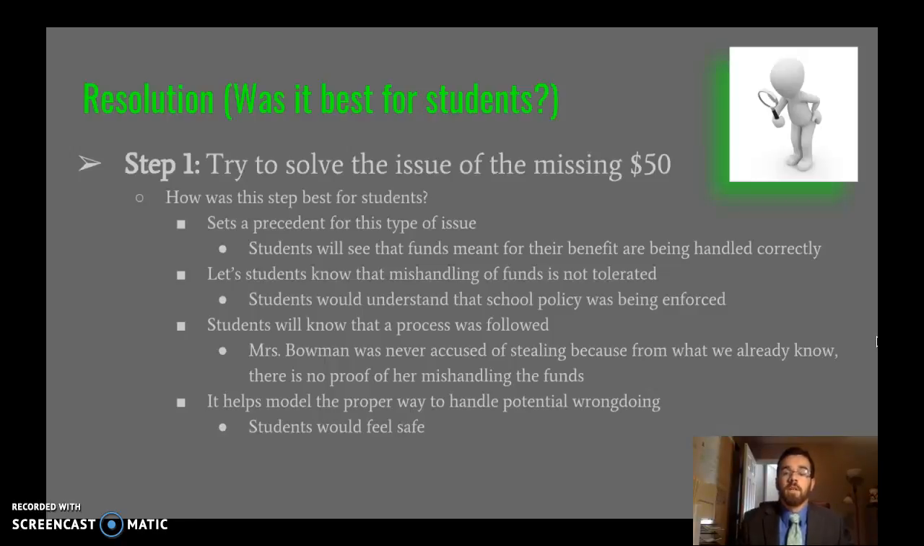Mrs. Bowman was never accused of stealing because from what we already know, there's no proof of her mishandling the funds. We did not immediately say, Mrs. Bowman, did you steal this money? We did not accuse her without a process. And lastly, it helps model the proper way to handle potential wrongdoing. Students would feel safe knowing that they can't be falsely accused for things that they didn't do.